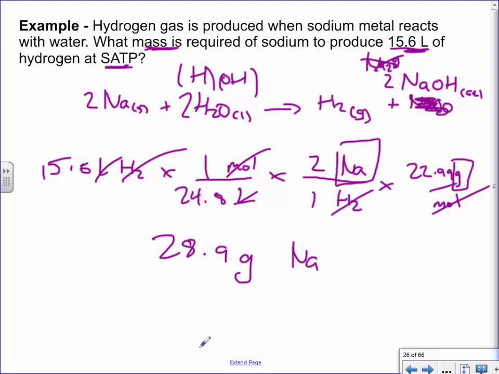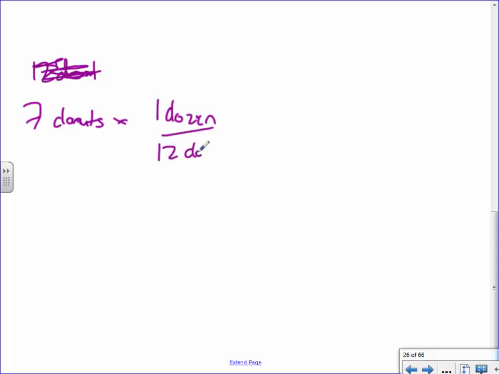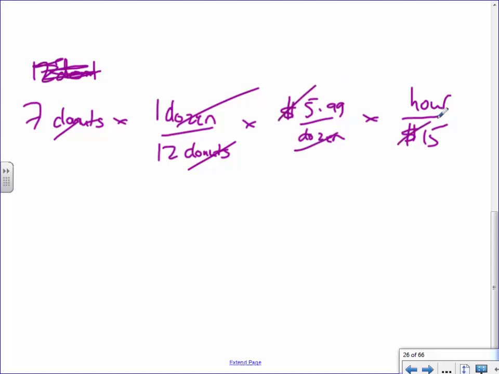Can you guys see how this is literally the same thing that we're doing with mass, only rather than using grams and grams per mole, I'm using liters and liters per mole? It's the same kind of concept. Once you get the idea, you can make a string that goes on forever. Like a silly example: I have 7 donuts, and I happen to know that in 1 dozen there are 12 donuts, and the price happens to be $5.99 per dozen, and I happen to make $15 in an hour. I'm just making a really silly example here. But now I've figured out, if I want to buy 7 donuts, how many hours I need to work. That makes sense? It's a silly example, but the basic principles apply, as long as you can see how things cancel.